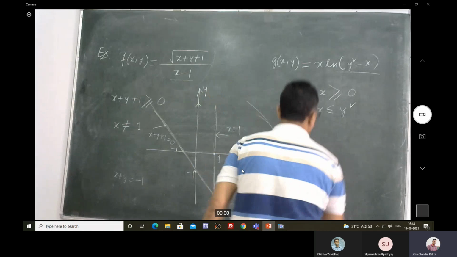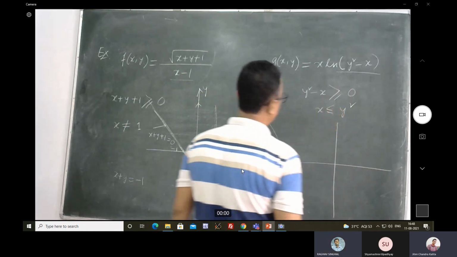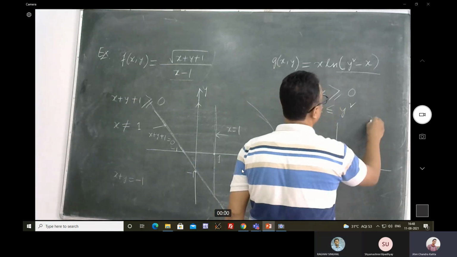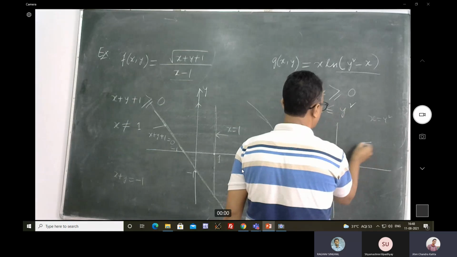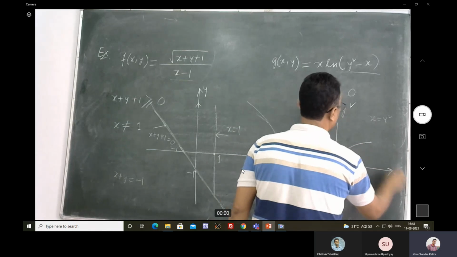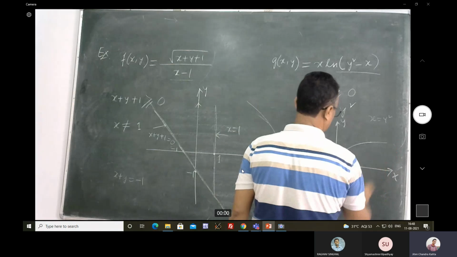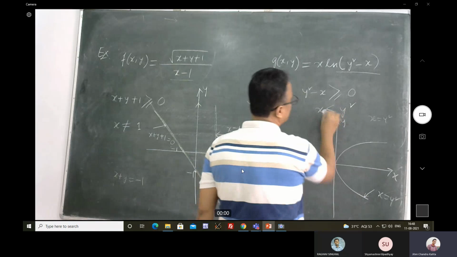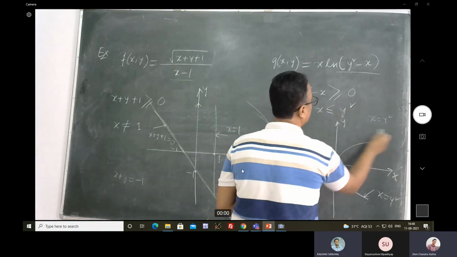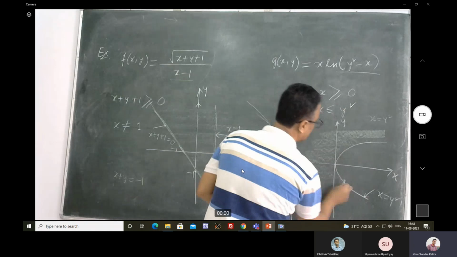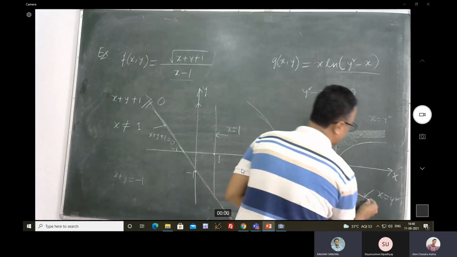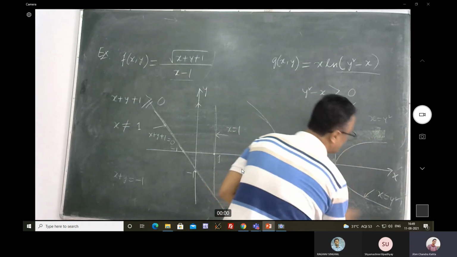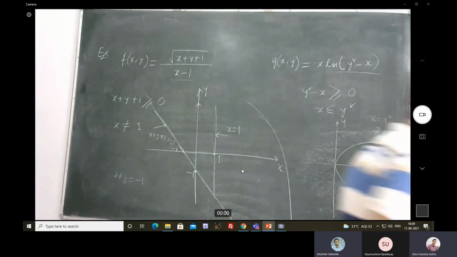Okay, so now if I want to draw x equal to y square, I'm going to have something like this. If x has to be less than or equal to y square, then what must I have? I must have everything towards its left. Okay, fine. So this shaded portion is going to be something like that.